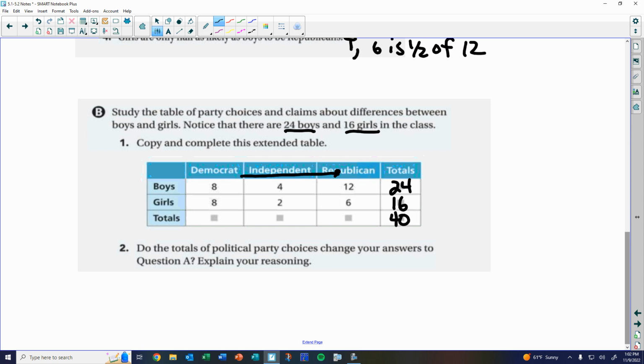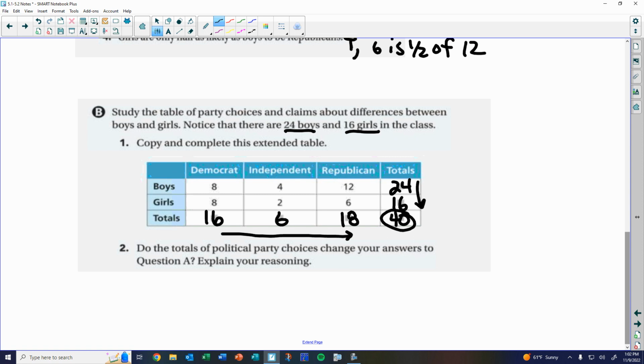Okay. Now, in this class, how many total people registered as Democrats? 16. How many people registered as Independent? 6. And then how many people registered as Republicans? 18. Now again, if you notice, if I add the totals up across the bottom, they should add up to 40, just like these totals. Okay.